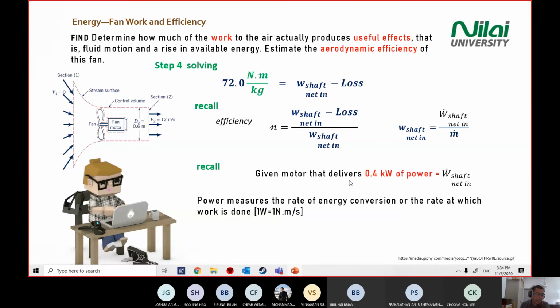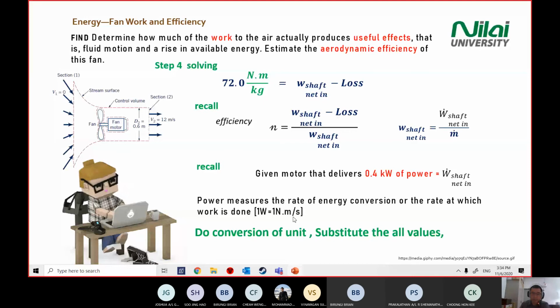You are given in the statement that our motor gives us 0.4 kilowatt of power. So this is our shaft power in this equation. However, you need to change the kilowatt into SI units. Then you substitute inside there and simplify your dimensions. Again, you need to do all the unit conversion, put everything in SI units, substitute all the values, and you will get the power for your shaft.